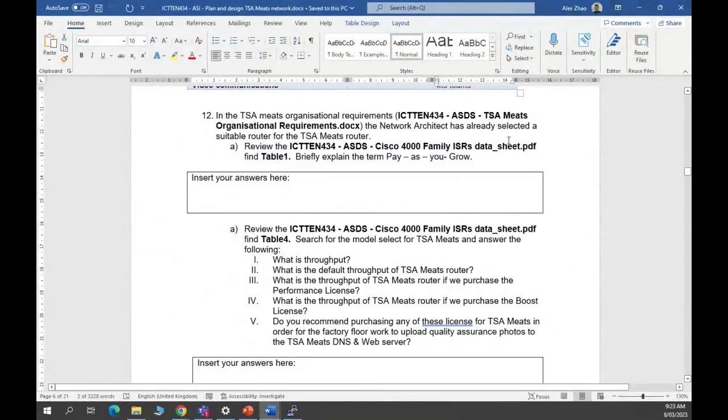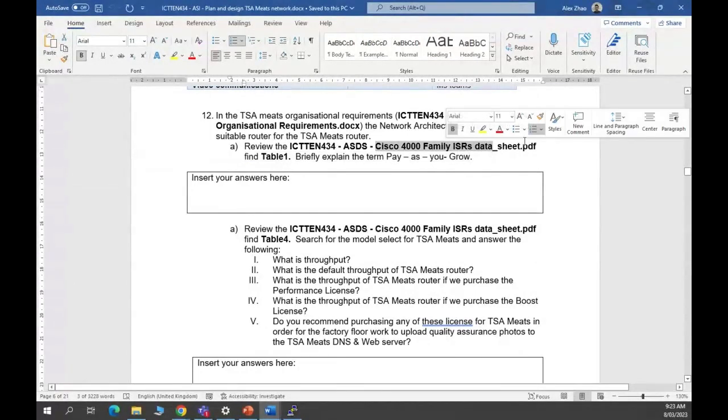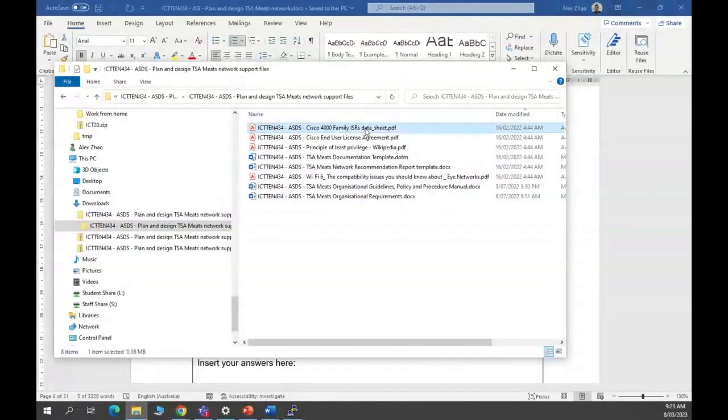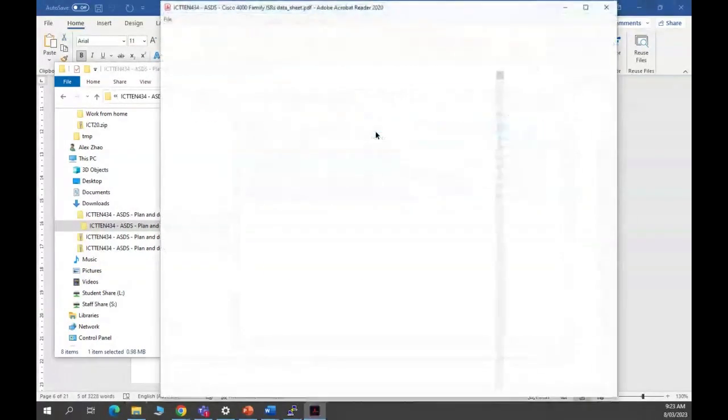Okay. So if we keep on going with this, number 12, if we look at the organizational requirements, the network architect has already selected the router. The router is this one, so you don't have to worry about it. But there's a PDF and there's a pay as you grow. What does that mean? So if we go to our support files, we've got the Cisco 4000 data sheet here. So it's supplied to you.